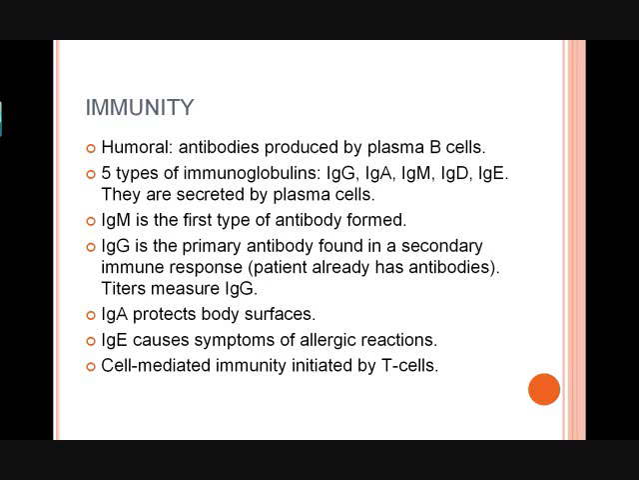IgG, once again, is 76% of the serum concentration, in the interstitial fluid and plasma. IgA is 15%, which is in the body secretions: tears, saliva, and breast milk. IgM is 8% of the body. IgD is 1%, and IgE is less than 1%, like 0.0002% of the body.